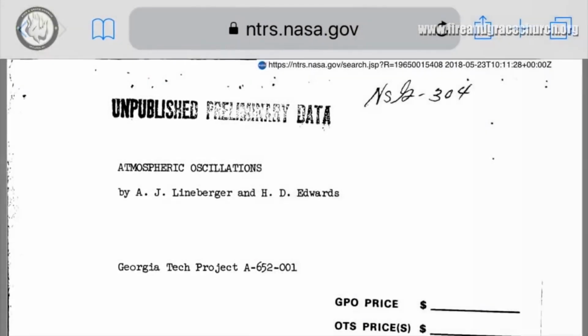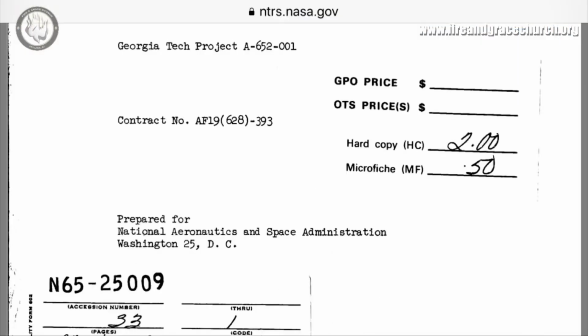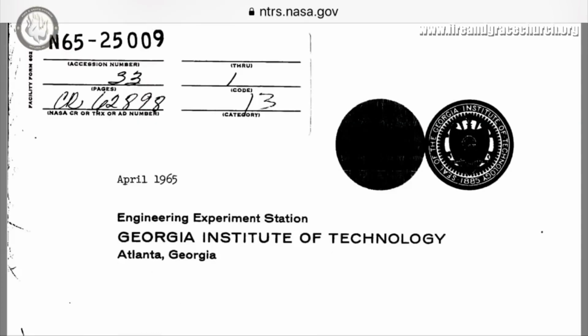Here's another one. Okay, completely different document. Where did it come from? NASA.gov, right? Unpublished preliminary data, atmospheric oscillations, tells you the people. Georgia Tech project. Georgia Tech, here we go, right? My wife's brother is a professor at Georgia Tech. He would be losing his mind if he heard this, but his own university has been part of this. Under contract, Georgia Tech project, contract prepared for the National Aeronautics and Space Administration. So this was in conjunction with their engineers. Engineering Experiment Station, Georgia Institute of Technology, Atlanta, Georgia.